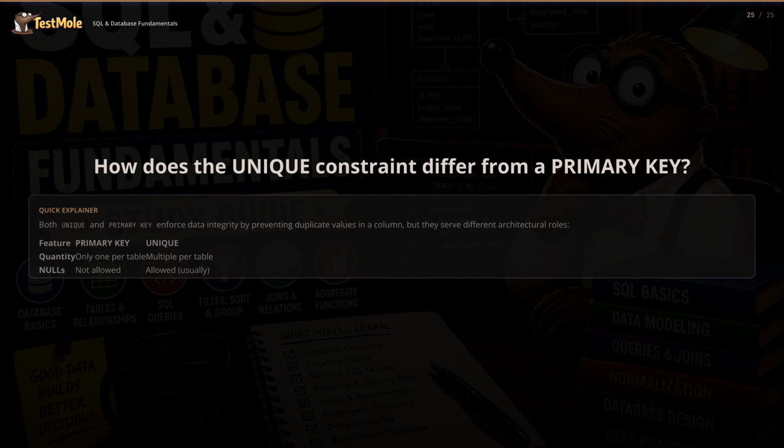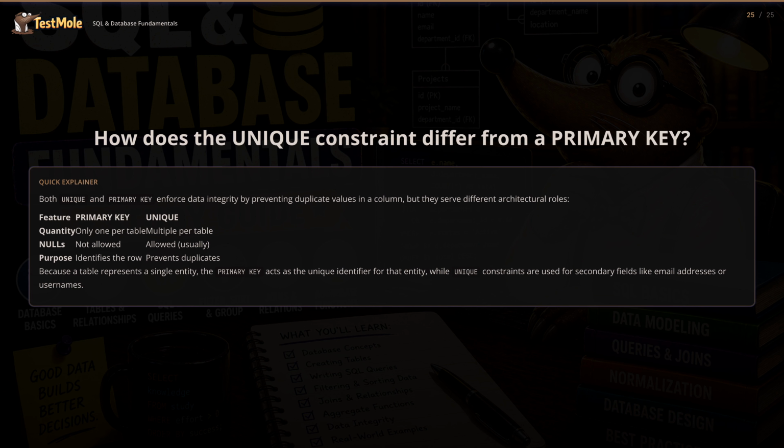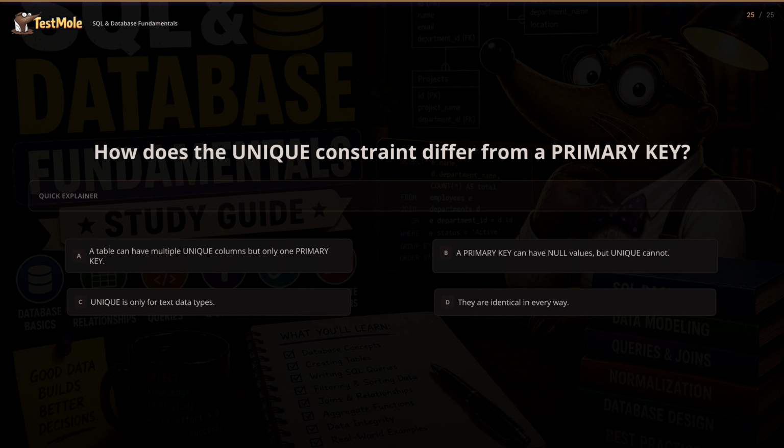How does the unique constraint differ from a primary key? Both unique and primary key enforce data integrity by preventing duplicate values in a column, but they serve different architectural roles. Feature: primary key, unique. Quantity: only one per table, multiple per table. Nulls: not allowed, usually. Purpose: identifies the row, prevents duplicates. Because a table represents a single entity, the primary key acts as the unique identifier for that entity, while unique constraints are used for secondary fields like email addresses or usernames.